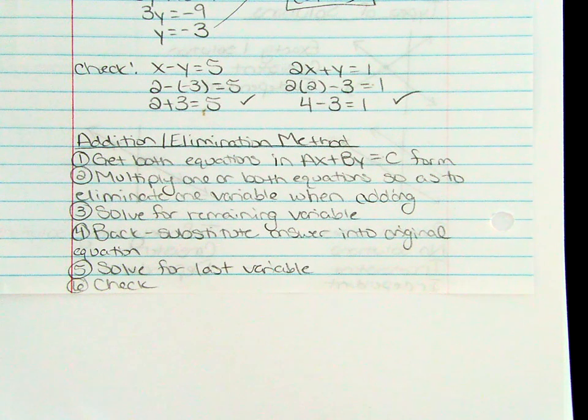Step 2 sounds weird. It makes a lot more sense when we see it. What happens is once we do step 2, we end up with one equation with one variable. If we can solve that, steps 3, 4, 5, and 6 of our addition elimination method are the exact same steps as our substitution method. So it's only steps 1 and 2 that are different. Step 3, we solve for that variable. 4, we back substitute it into the original equation. 5, we solve for the last variable. And 6, you check.